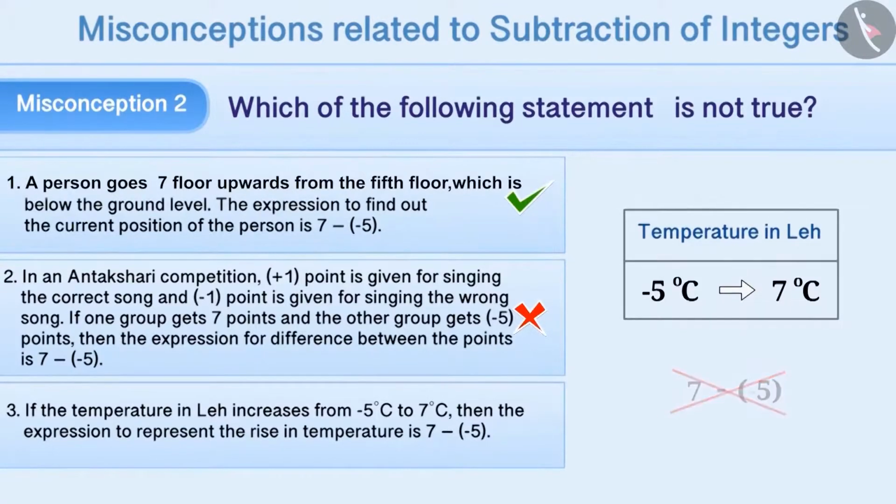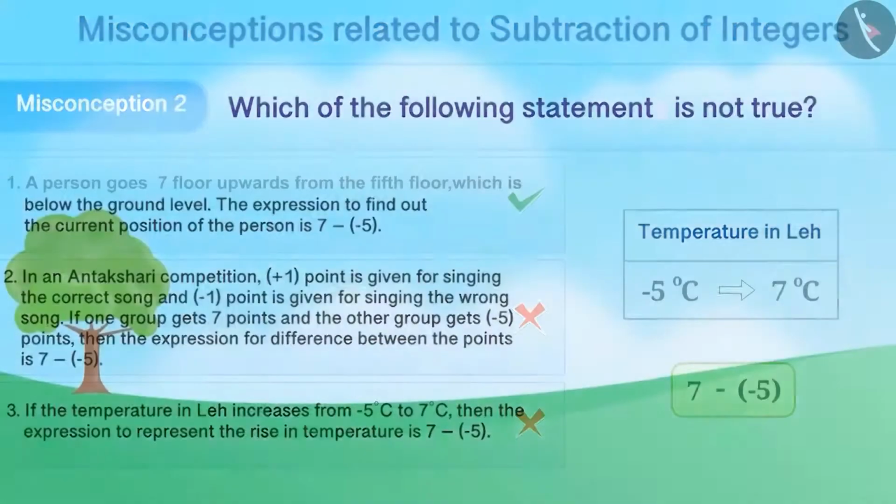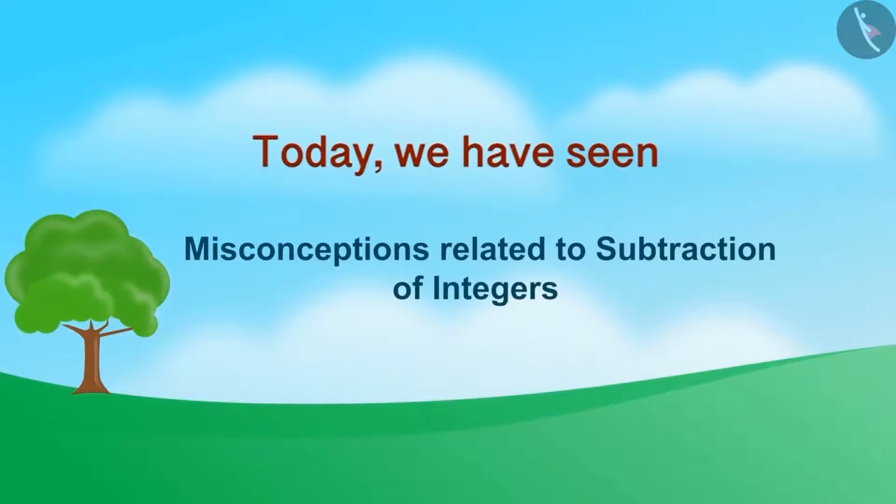The correct understanding is that to find out the increase, -5 degrees centigrade should be subtracted from 7 degrees centigrade. That means the expression will be 7 minus -5. Since the given statement represents the correct statement, this also cannot be the answer to the given question. Today, we have seen misconceptions related to the subtraction of integers.